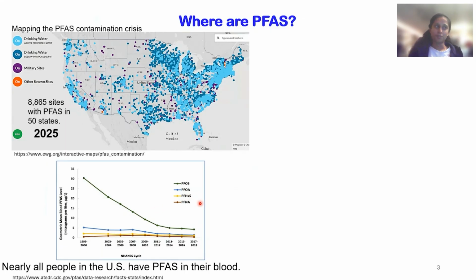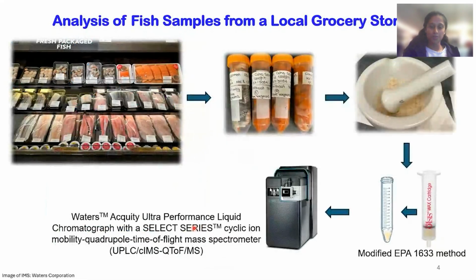PFOS, PFOA, PFHxS, and PFNA are the common ones. It's going down because of the phase-out, because now there are regulations on this. But it's still there, it's persistent, as I said. So then we were like, okay, our water has it. So what would be the dietary side that contaminates us? One of the major matrices that came to our mind is fish.